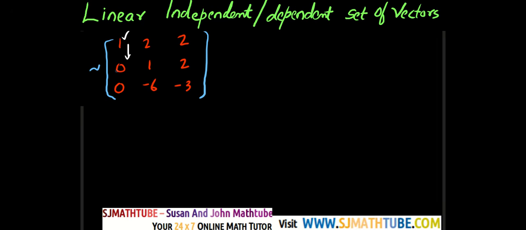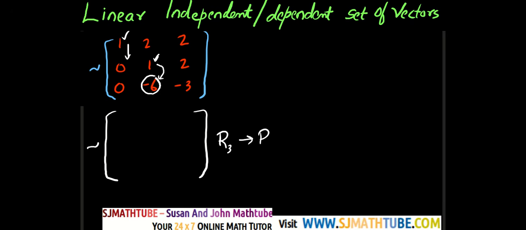Then I move to the second row. The first non-zero element is already 1. So my job is to make the element beneath that 1 into 0. So I'm going to write the operation. My target is in the third row. So R3 changes to R3 plus 6 R2.